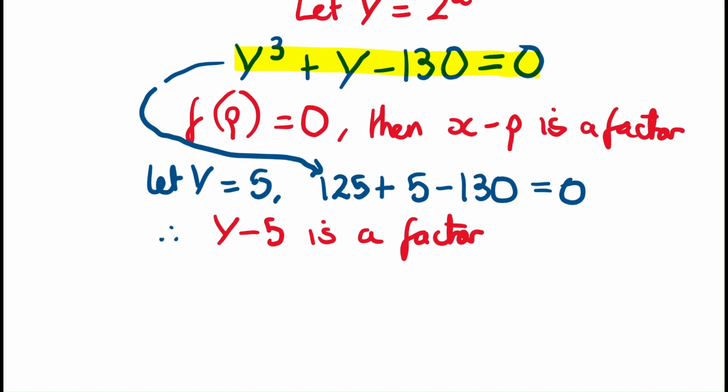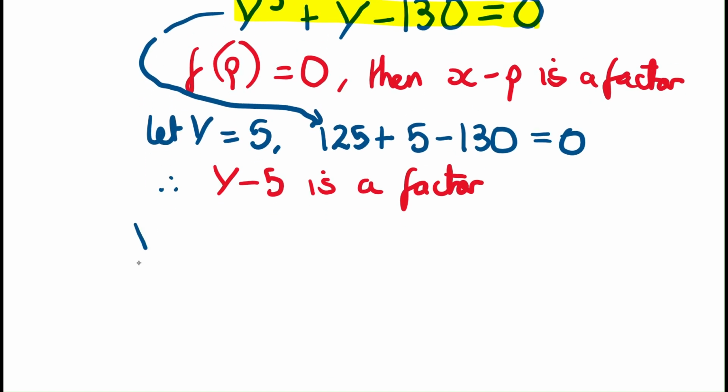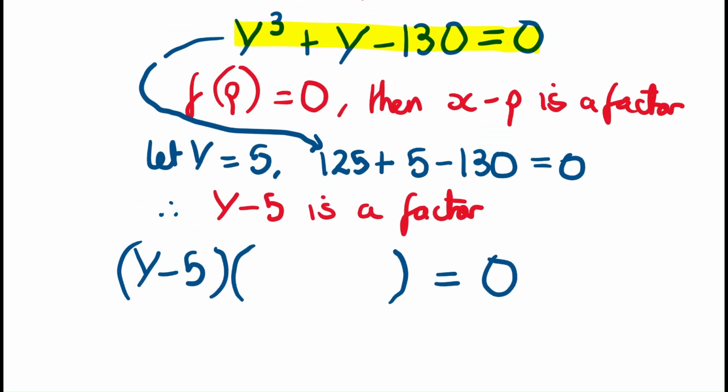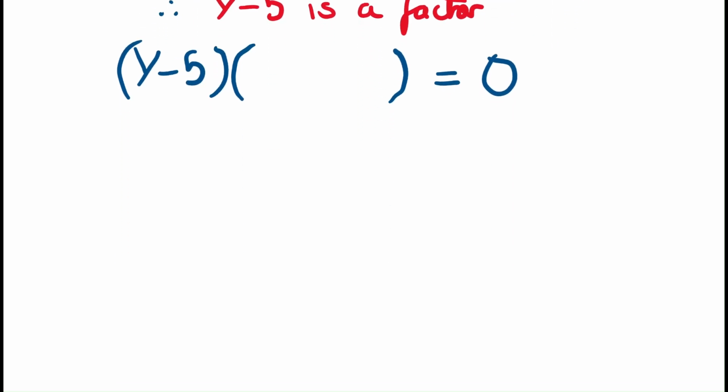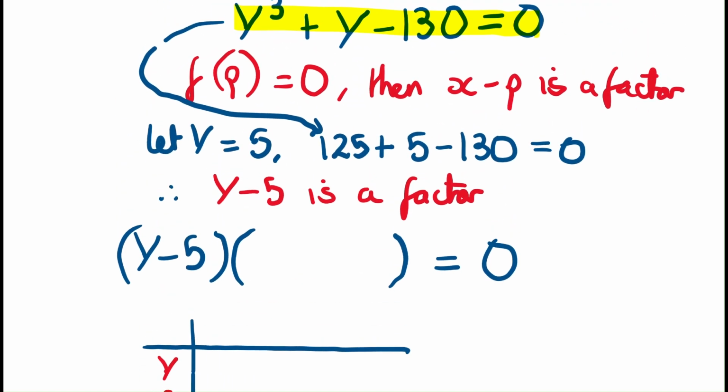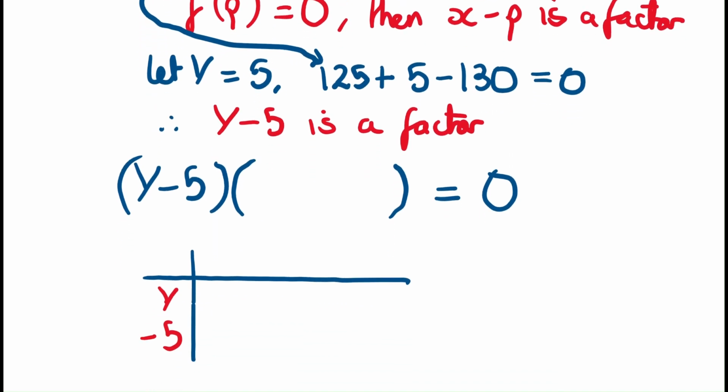We can use this to help us factorize the equation, because now we know that y minus 5 times by something is equal to 0. And we can work out what this something is. And we can do this using algebraic division. So if we draw a table with y and minus 5 on one side, we can calculate what we need to multiply this by to get our equation, y cubed plus y minus 130.